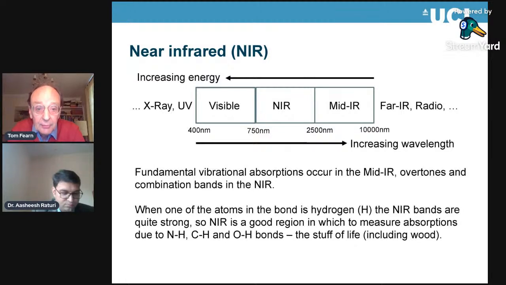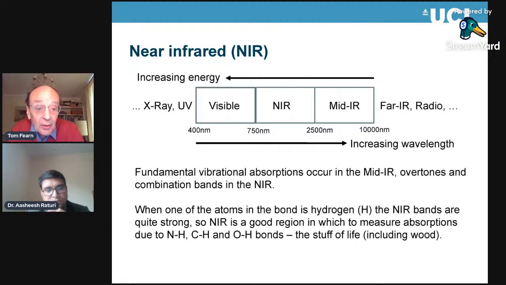So the near-infrared region is a good region to look at absorptions that involve hydrogen, a hydrogen bond. And so NH, nitrogen-hydrogen, CH, carbon-hydrogen, and OH, oxygen-hydrogen, show really strong overtones and combination bands in the near-infrared. They're interesting because they come from the sort of molecules that you see in life. They're organic molecules. They're the OH bonds you see in water, which is really important for life.